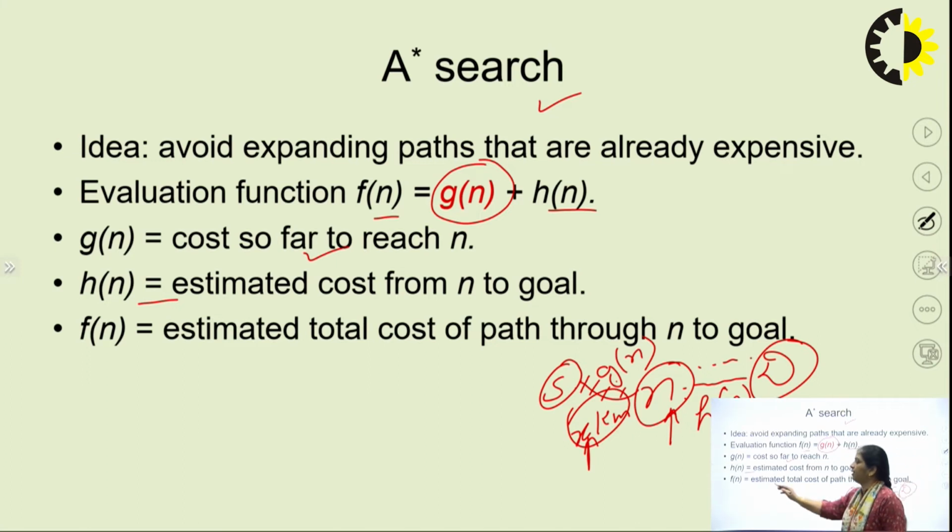So now f(n), that is the evaluation function, is the estimated total cost of path through n to goal. It is not the estimate from n to goal. Now it is the estimated total cost of path through n to goal. It means total estimate from here to here. In this, part is actual and part is estimated. So this is our concept of A star search.